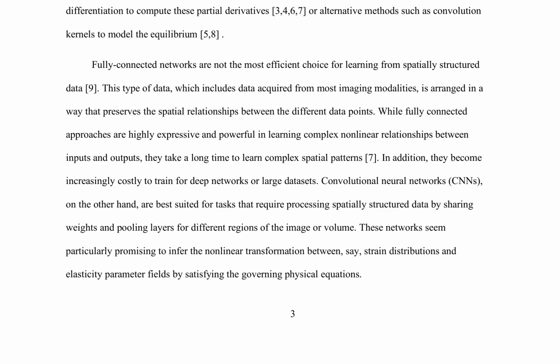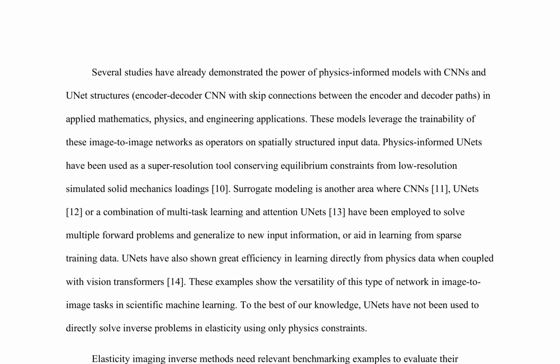However, fully connected networks are not the most efficient choice for learning from spatially structured data, as they take a long time to learn complex spatial patterns and become increasingly costly to train for deep networks or large datasets. Convolutional neural networks, CNNs, on the other hand, are well suited for tasks that require processing spatially structured data, and physics-informed models with CNNs and UNet structures have been successfully applied in various fields. UNets have been used as a super-resolution tool, conserving equilibrium constraints, and have shown great efficiency in learning directly from physics data when coupled with vision transformers.